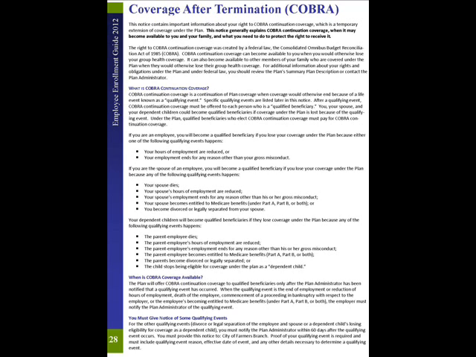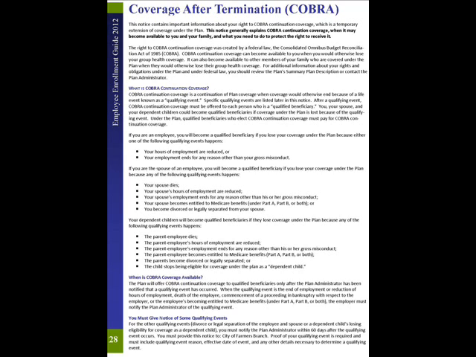If you are the spouse of an employee, you will become a qualified beneficiary if you lose your coverage under the plan because any of the following qualifying events happens. Your spouse dies, your spouse's hours of employment are reduced, your spouse's employment ends for any reason other than his or her gross misconduct, your spouse becomes entitled to Medicare benefits, or you become divorced or legally separated from your spouse.